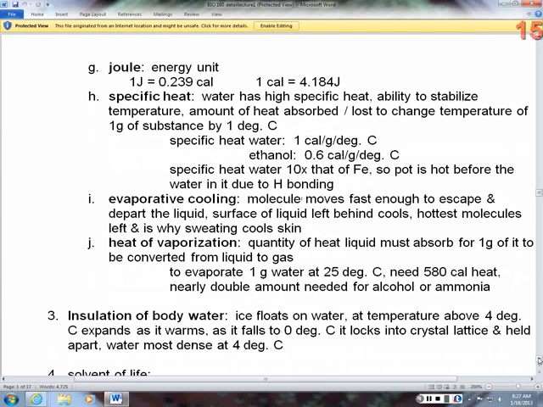So the heat of vaporization is the quantity of heat that a liquid must absorb for 1 gram of it to be converted into gas from the liquid state. To evaporate 1 gram of water at 25 degrees Celsius, it takes 580 calories of heat, which is nearly double the amount it would take for alcohol or ammonia. Hence, those things evaporate much easier.